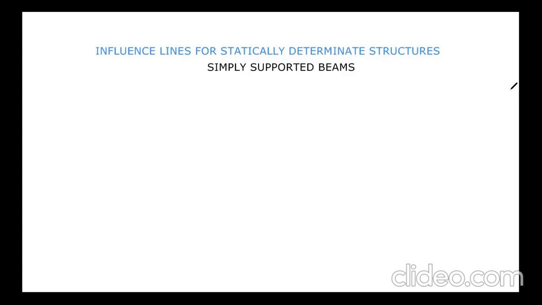Okay, first we are going to choose a simply supported beam. Here it is a simply supported beam whose span I am taking as L. Now let us try to get the value for the ILD, that is, the influence line diagram for the reaction at A. Here A is the left support and B is the right-hand support.